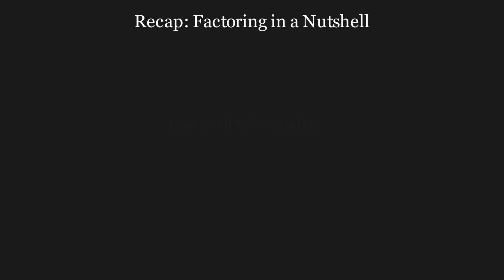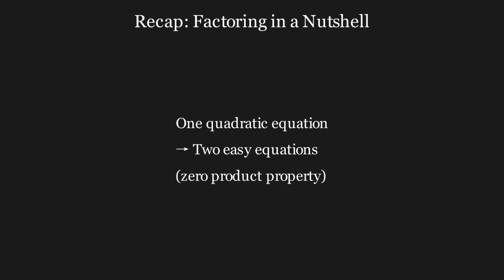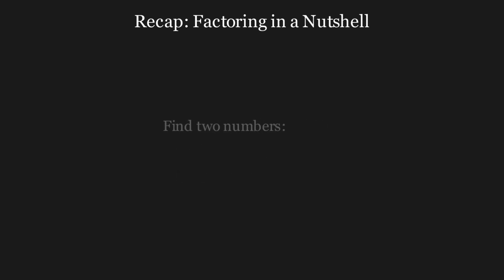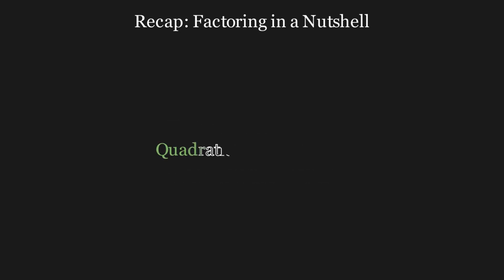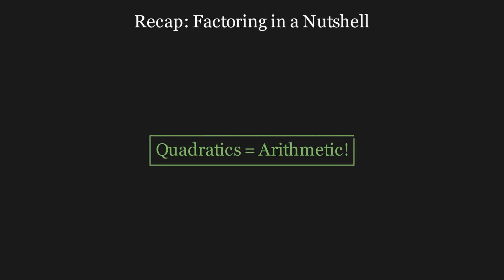So here's the one thing to remember. Factoring takes one intimidating quadratic equation and splits it into two ordinary equations you already know how to solve, using the fact that if two multiplied things equal 0, one of them must be 0. Once you can spot the two numbers that multiply to the constant and add to the middle coefficient, quadratics stop being scary and start being arithmetic.